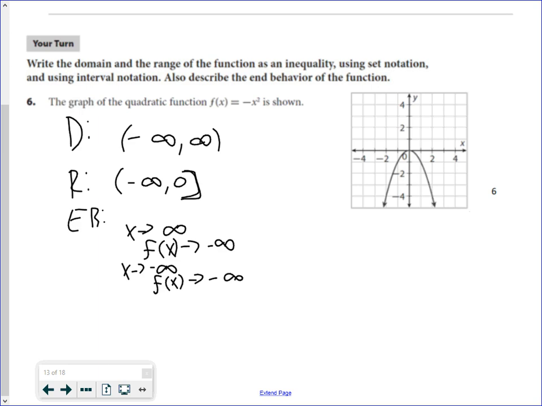D for domain is negative infinity to positive infinity. It's still all real numbers. The range goes from negative infinity all the way up to 0. The smallest y value is negative infinity. The biggest one is 0.